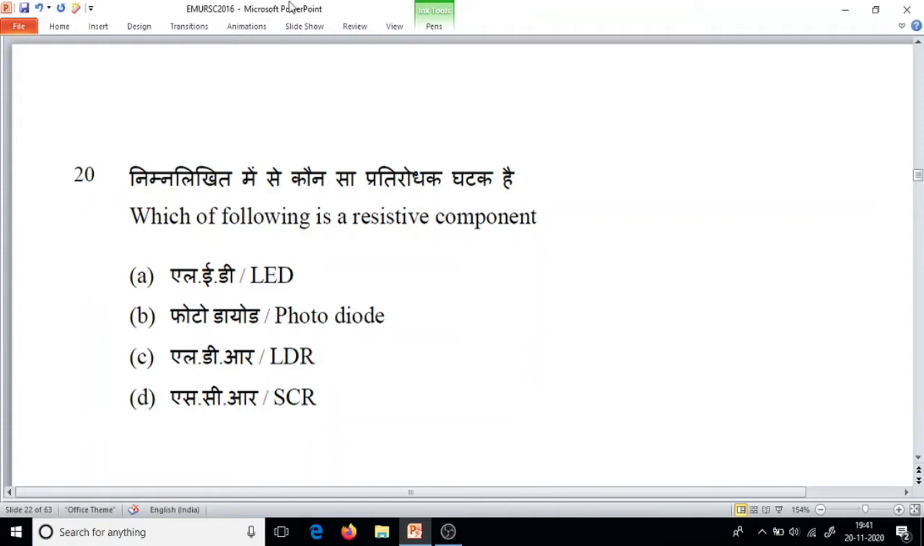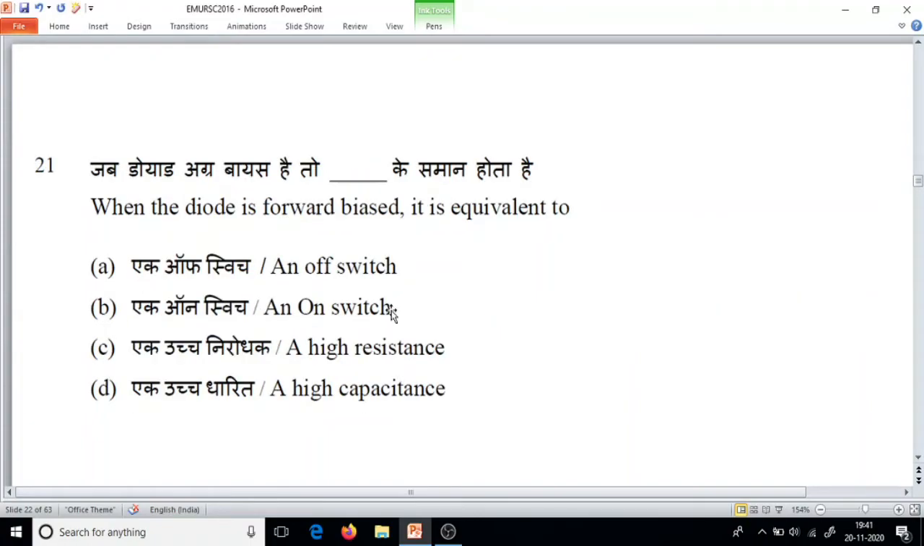Question number 20. Which of the following is a resistive component? LED, photodiode, LDR, SCR. So answer is LDR. That is light dependent resistor. That's what LDR is. LED means light emitting diode. Photodiode means it collects the light.